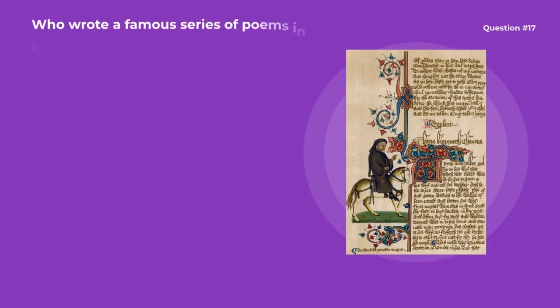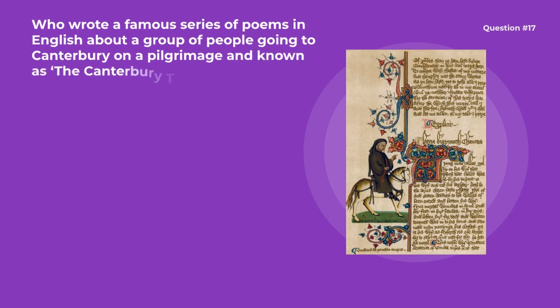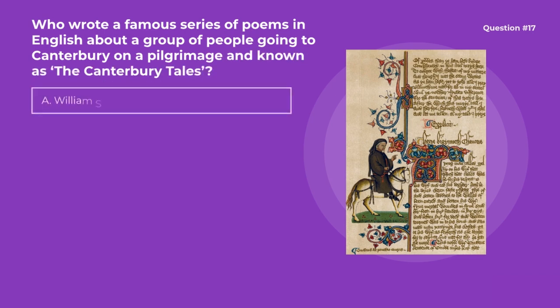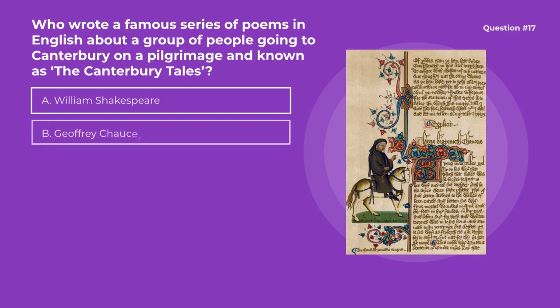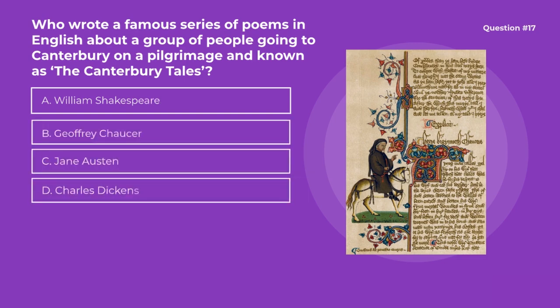Question number 17. Who wrote a famous series of poems in English about a group of people going to Canterbury on a pilgrimage and known as the Canterbury Tales? Options are A. William Shakespeare, B. Geoffrey Chaucer, C. Jane Austen, D. Charles Dickens. Correct option is B. Geoffrey Chaucer. He is considered the father of English literature.